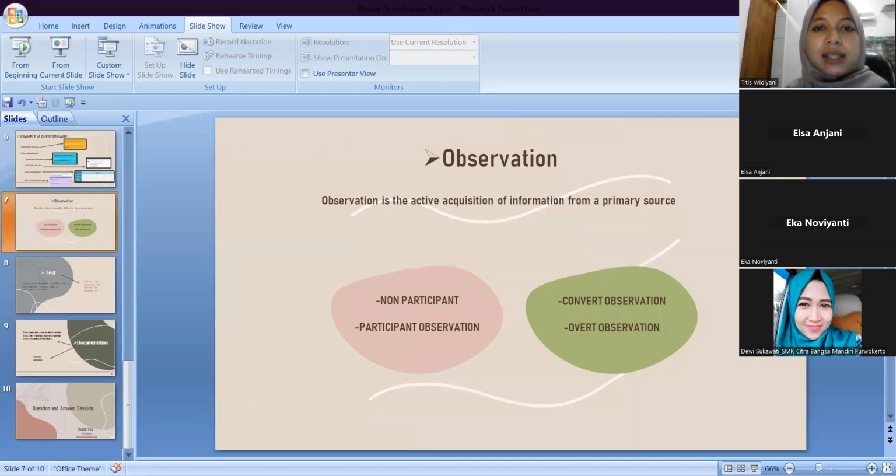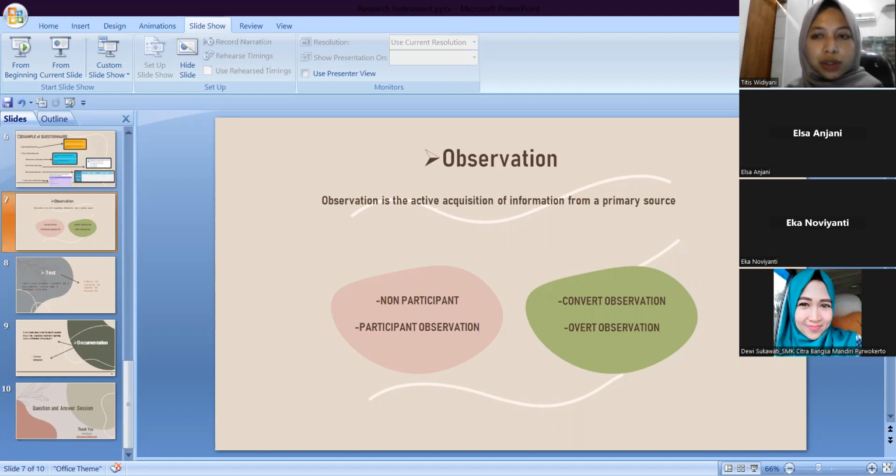Okay, and the third is observation. Observation is the active acquisition of information from a primary source. Actually, to know the attitude and the process directly, you must use an observation instrument. So actually, the tools are your eyes, your ears, and then a recording.